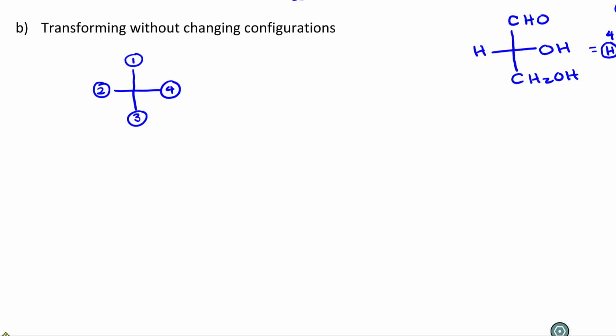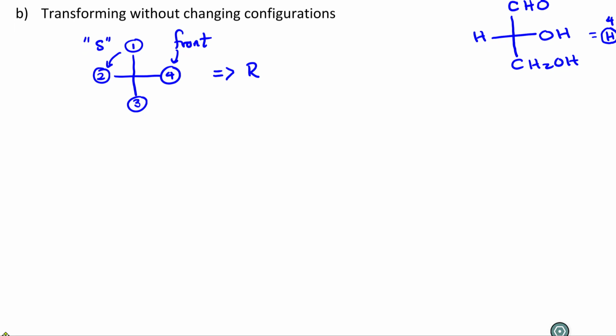So my number 1 group is at the top. It's going this way. But this group is in the front. All right, so this is S-like, and so this is equal to R. Now, look what happens if you take and you turn this 90 degrees.